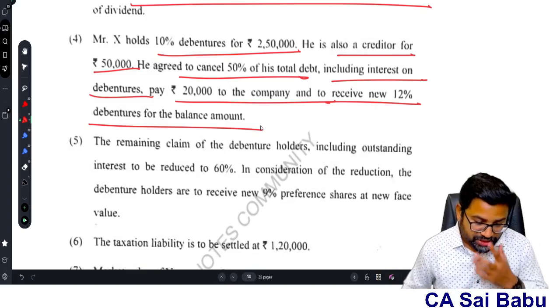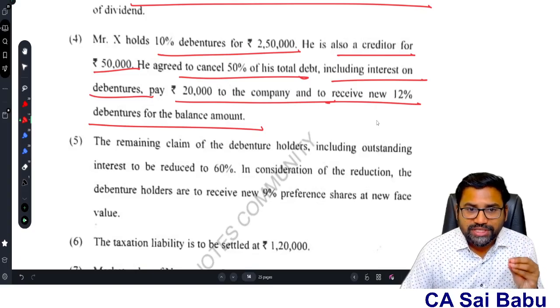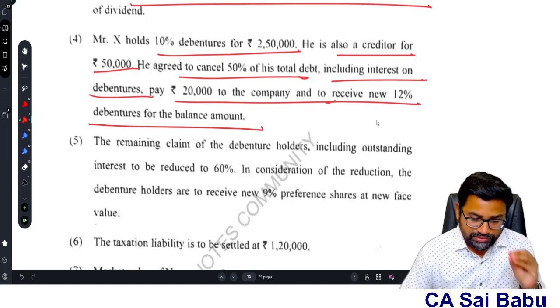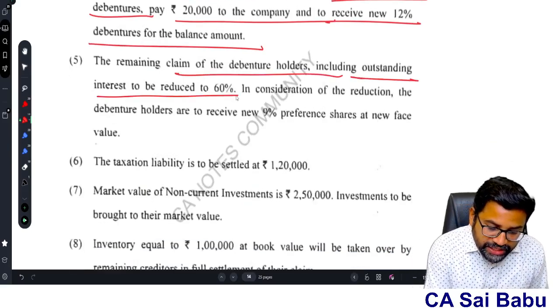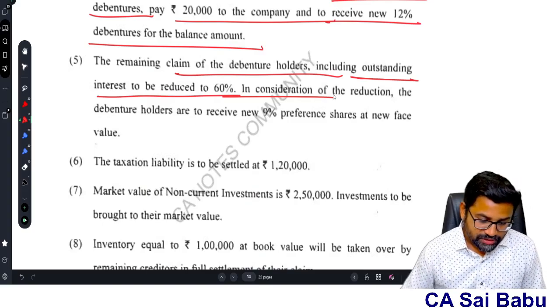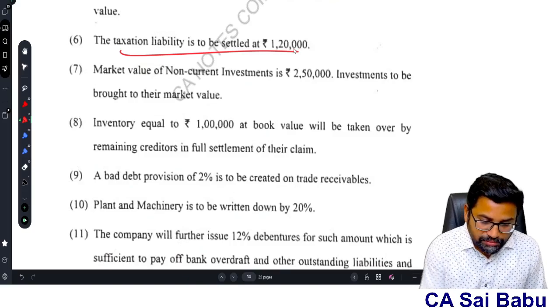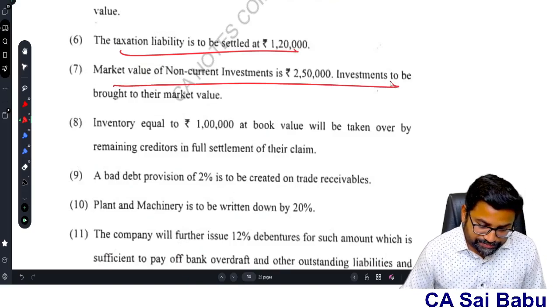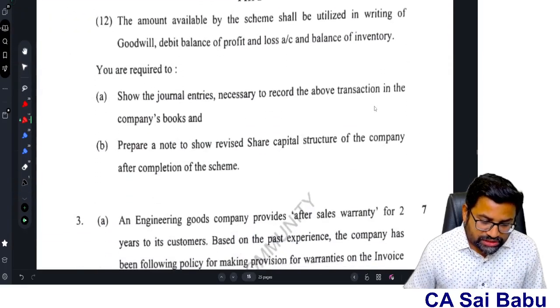This type of adjustment is quite similar, sir. If you solve the study material question, sir, this question you can straight away solve. The remaining claim of debenture holders, including outstanding interest, is reduced to 60%. This point is also easy. The tax liability settled at 1,20,000. Market value of non-current investments given. So everything is very simple. This question you can easily solve, sir.